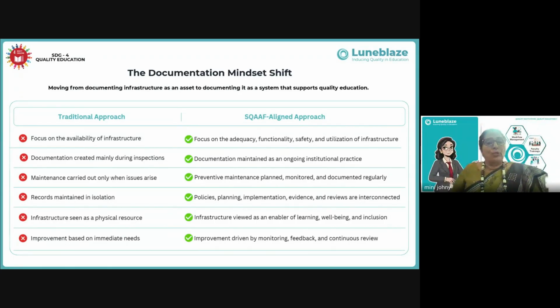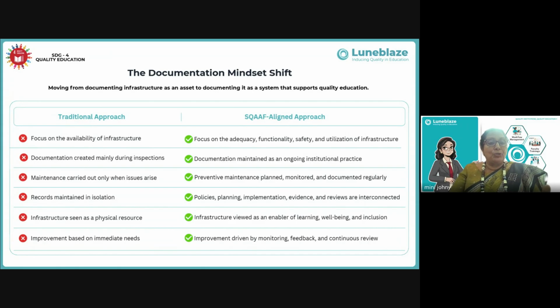See, focus on the availability of infrastructure. We can focus on adequacy. We can focus on functionality, focus on safety, and utilization of resources. Adequacy, we should have, the number of students are there. What are the things we need? Whether all the things or the furniture or everything, any infrastructure for that matter, are working or not, functioning or not, and is safe and utilized, fully optimum utilization of the resources.